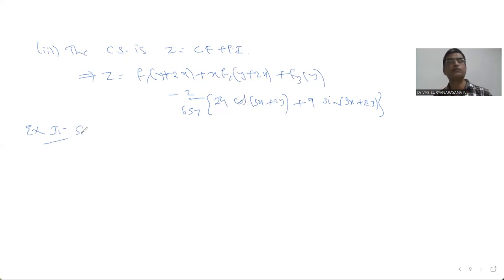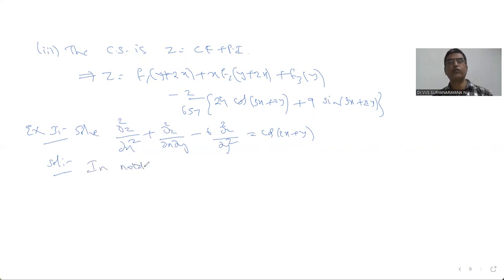Solve dou square z by dou x square plus dou square z by dou x dou y minus 6 into dou square z by dou y square equal to cos 2x plus y. So this is the last problem for this video. Since this is an important model, I have taken enough time to explain this model. So directly we'll go to the notation form.